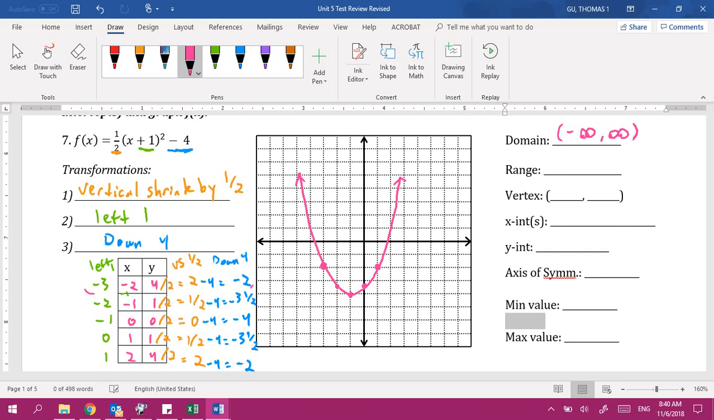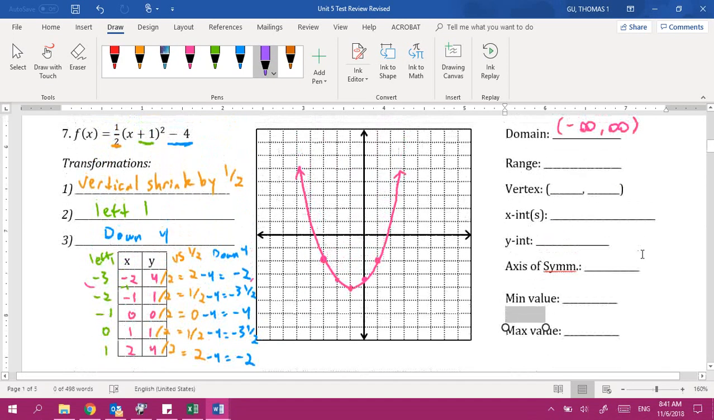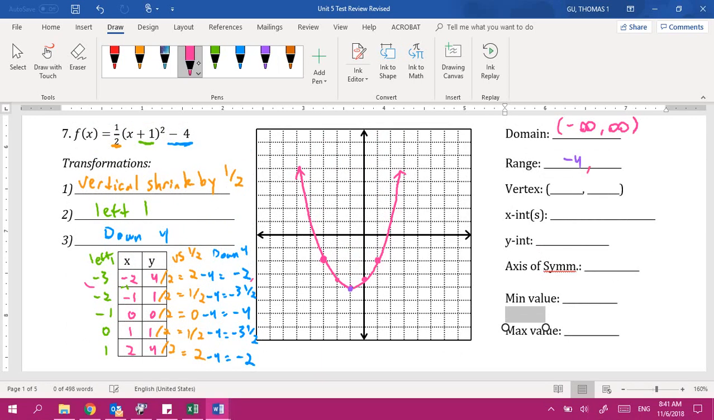All right, as for the range, what's the range then? Negative 4, right? That's this lowest point right here, to positive infinity. And what are my signs around each one? Bracket and then parentheses, right. Okay, now what is the vertex? Negative 1, negative 4, right? Okay, and then what's the x-intercepts?